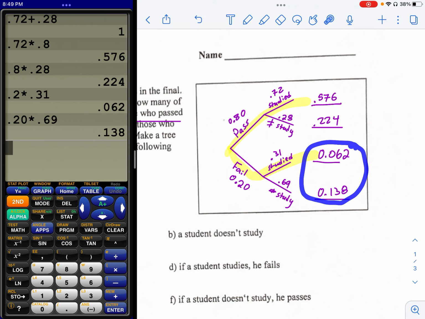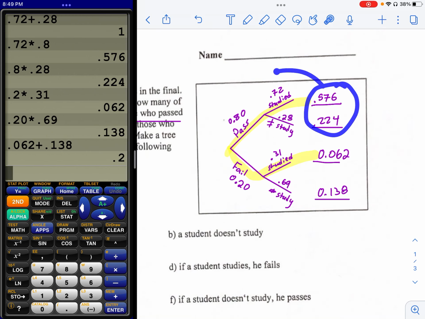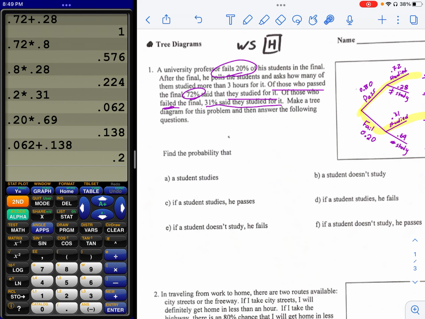Here's a quick little check, right? These are the kids that failed, so if you add these up, it should be 20%. And I think it is, right? 0.062 plus 0.138, 20%. So it does work out, okay? And if you add these up, you get 80% kids that passed.